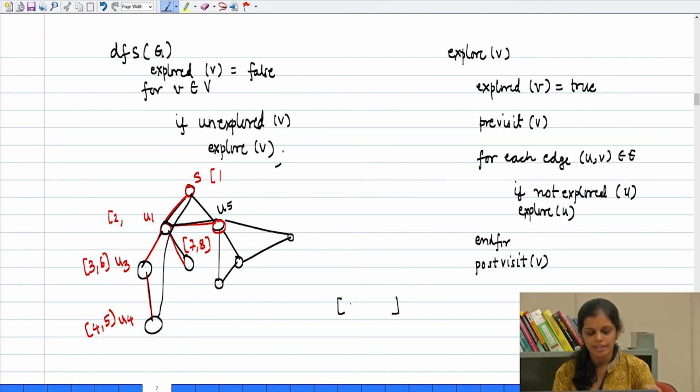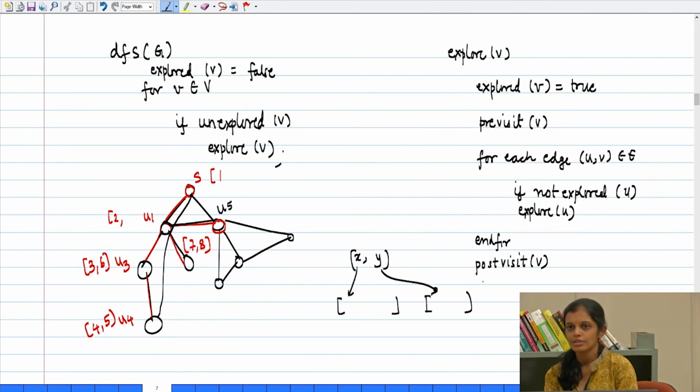So I would like you to think about edges which are non-tree edges. Work out examples. Look at an edge which is a non-tree edge, let's call such an edge xy. X itself has a pre-visit and a post-visit number. Y also has a pre-visit and a post-visit number. Based on this, can you say something about how these pre-visit and post-visit numbers of X and Y look if it is a tree edge, if it is a non-tree edge? I'll stop here about this exploration.